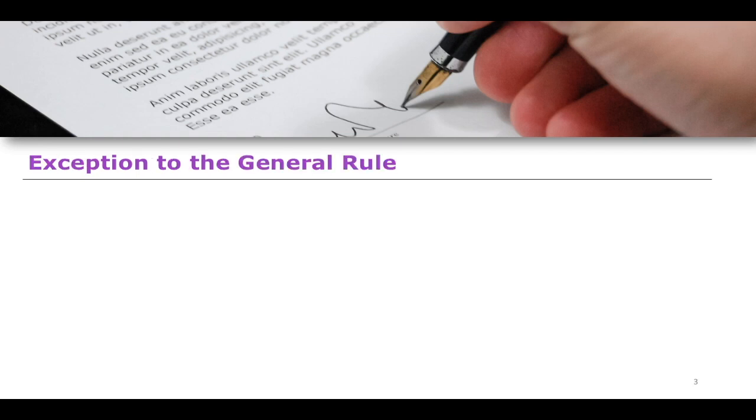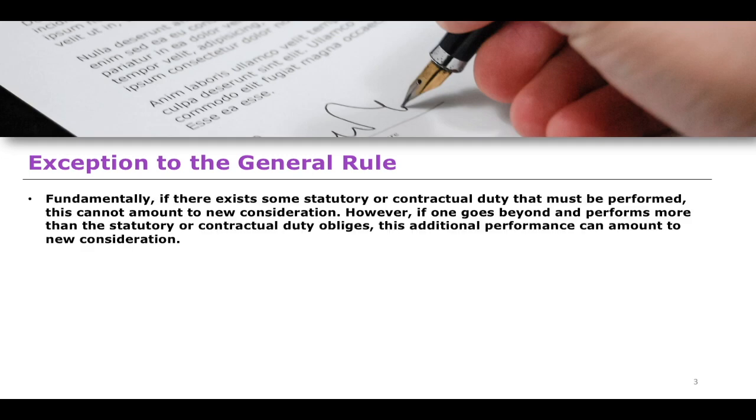So that was the general rule. If you have already contracted to do something, and you have therefore agreed on the consideration, and then you perform that duty, you cannot require that a new agreement be valid on the basis of the consideration that you're already providing. It cannot represent new consideration. Fundamentally, if there exists some statutory or contractual duty that must be performed, this normally cannot amount to new consideration. That's the general rule.